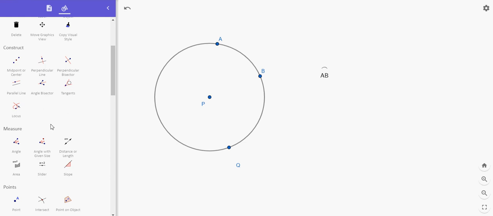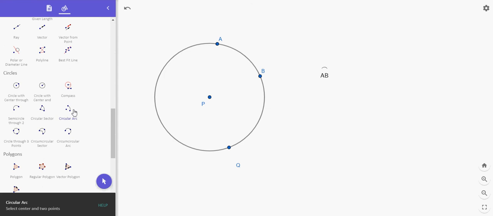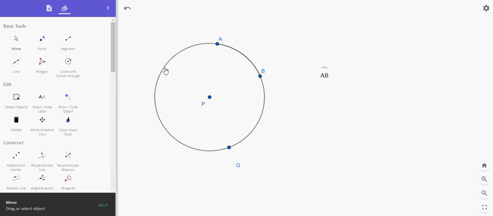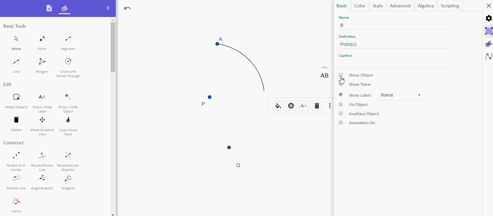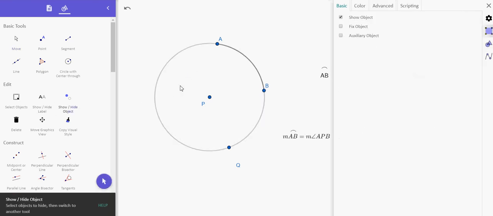Now in GeoGebra, you can construct that semicircular arc. So here it says select the center and the 2 points, and I've constructed that arc. And if you'll notice, I can go here to the circle, and I can hide the circle, and that arc still exists, that arc AB. Oh, so now let me get the circle back. There we go.